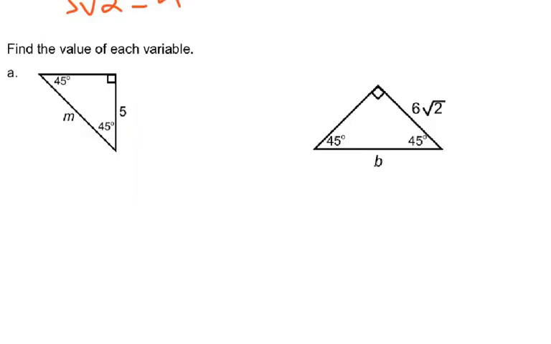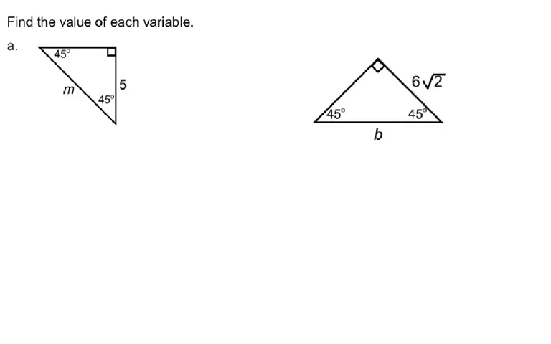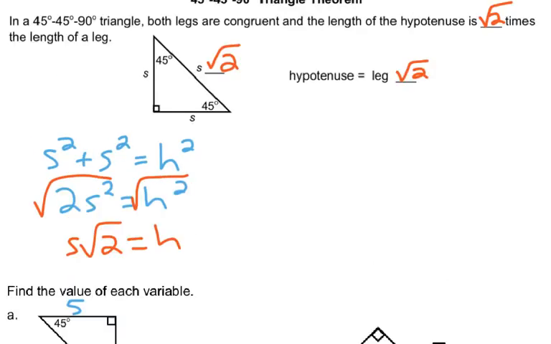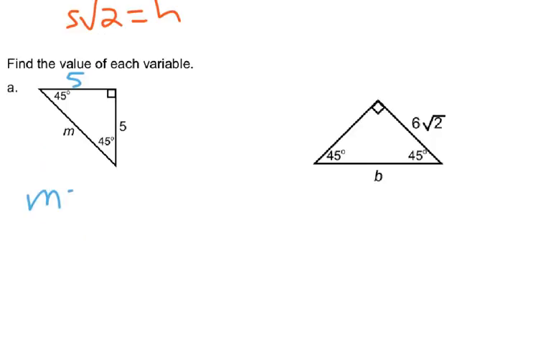In this instance, it says find the value of each variable. Again, this is an isosceles right triangle. That means if this leg on the right is 5, the leg up top, the other side making the right angle, would be 5 as well. Using our formula, you just take your leg value times root 2. So in this case, m would just equal 5 root 2. It's that simple. So there goes your hypotenuse.